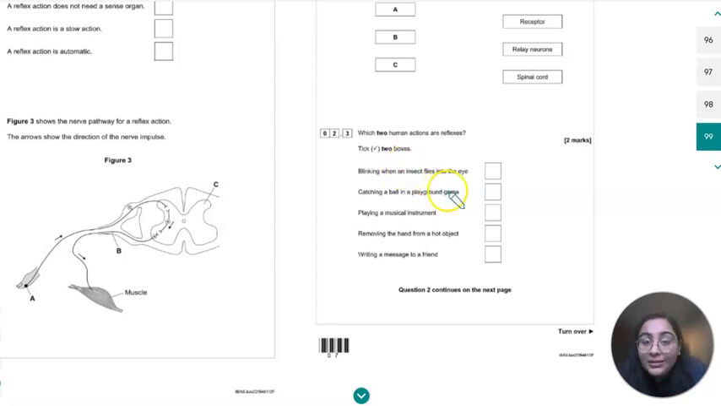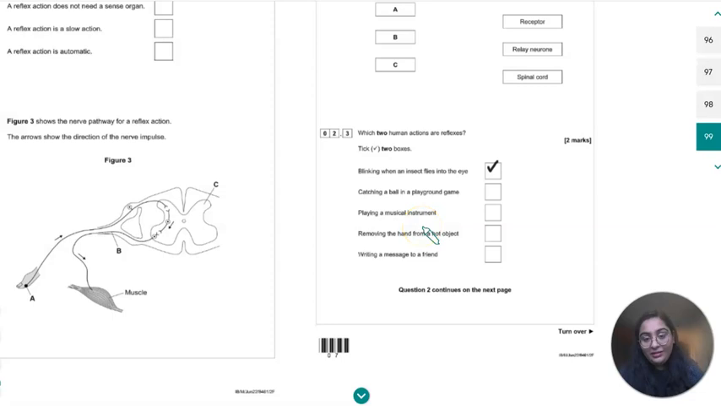I would say yes. So a reflex action is when we have to do something as quickly as possible to prevent any harm coming to us. So if an insect flies into our eye, that could be potentially dangerous. So I would say yes, when an insect flies into the eye, that could be a reflex action. Catching a ball in a playground game. This doesn't necessarily need to be a reflex action because you do think about this one. You do think where the ball is going to end up, and you're making the active decision to catch the ball. So I would say that this is not a reflex action.